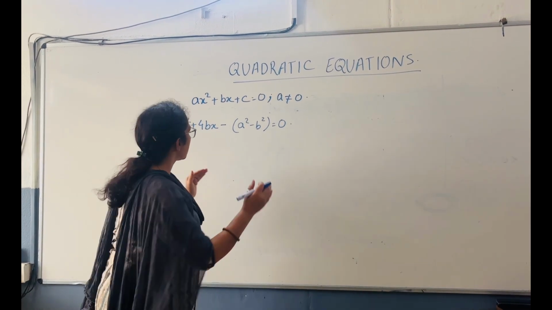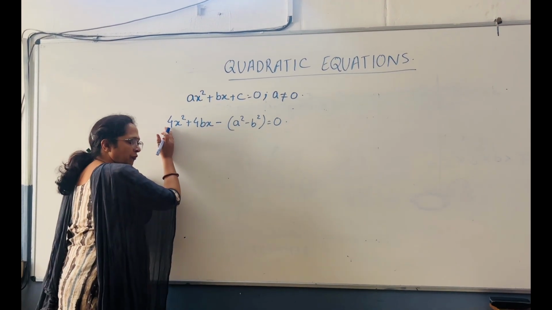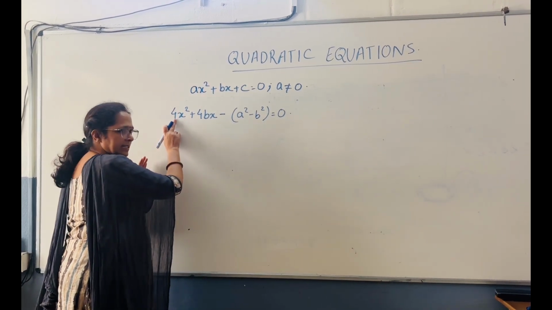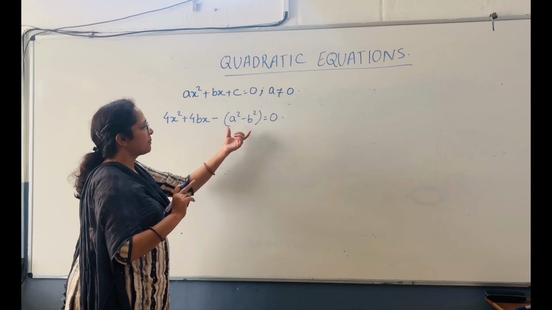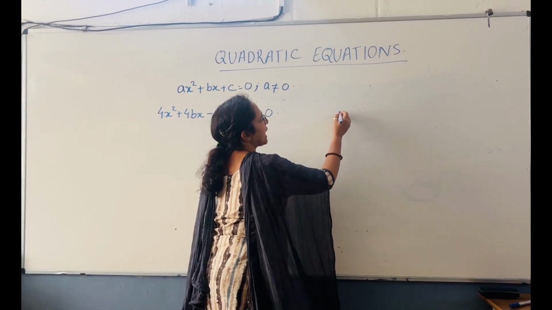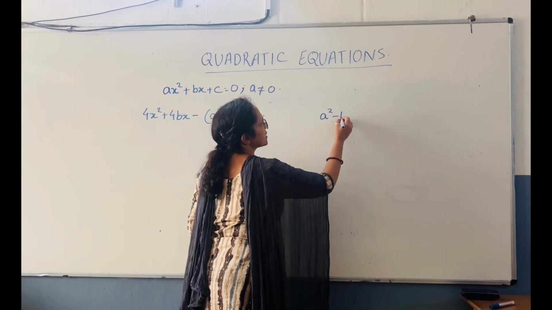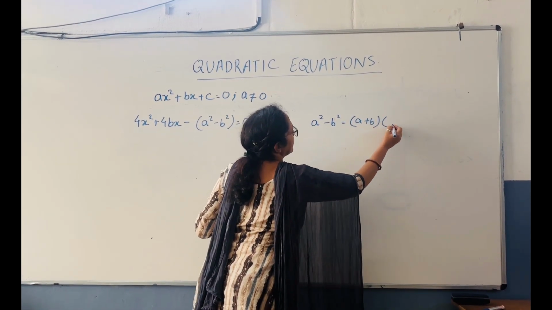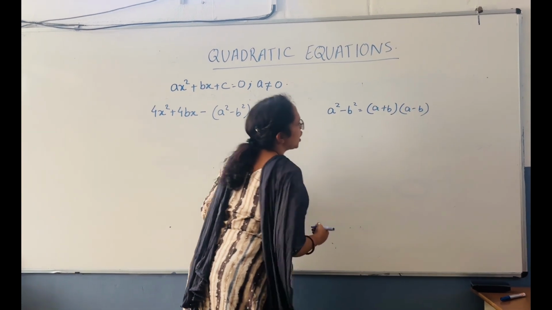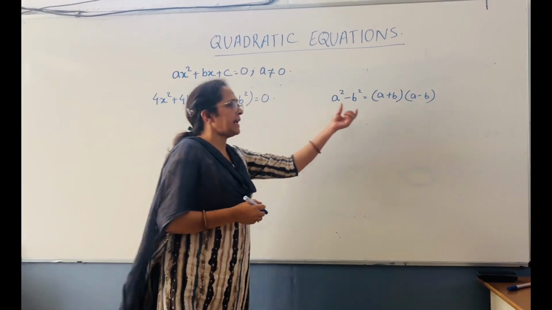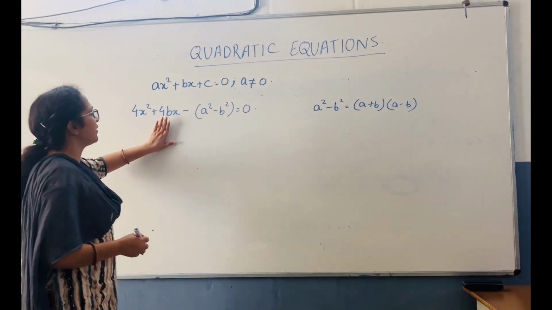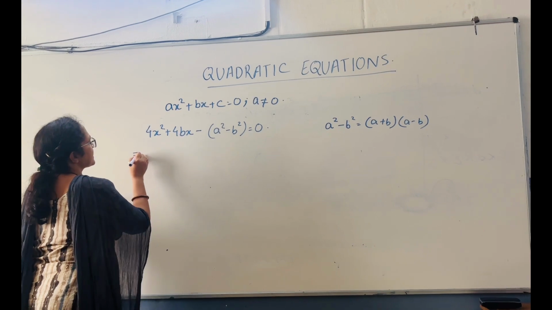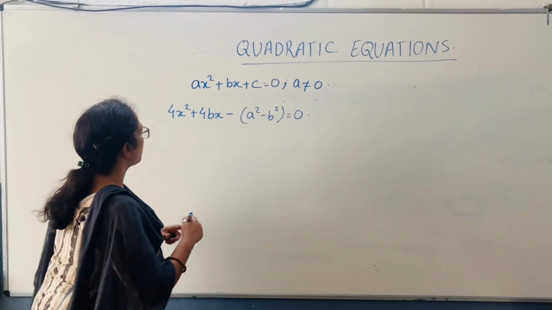As per our process, we need to factorize the coefficient of x square and the constant term. So by factorizing this, we will get 2 and 2, and by factorizing this, using the identity, a square minus b square, what is it? a plus b and a minus b. So we have to arrange these letters in such a way that we can get positive 4b. So now what do we do?